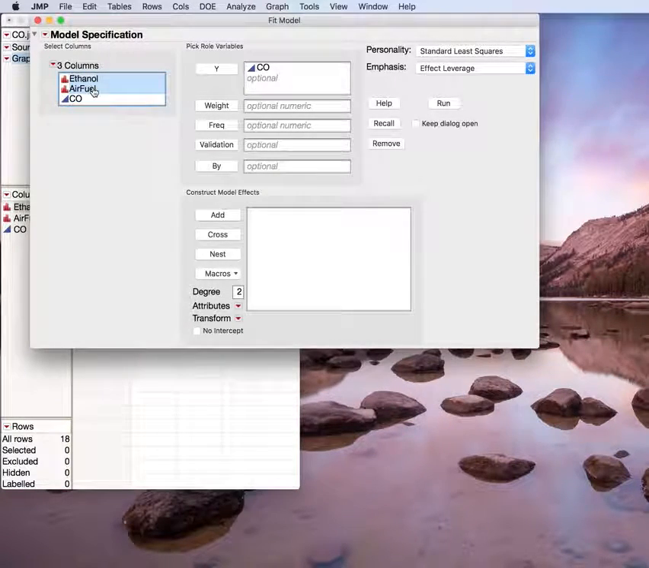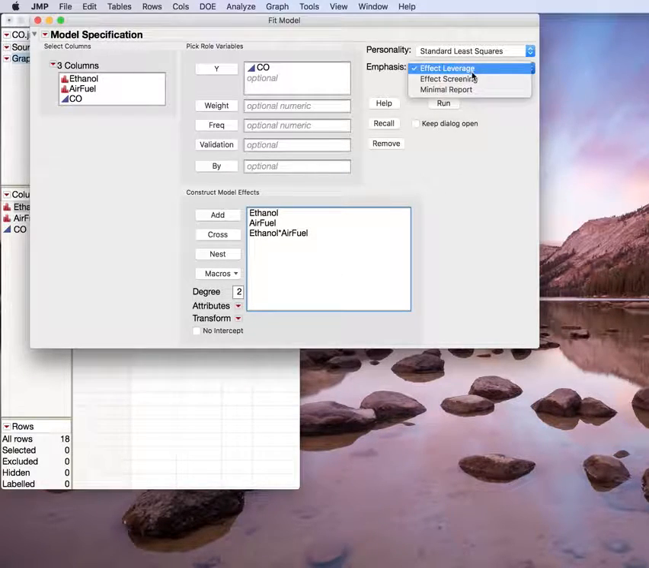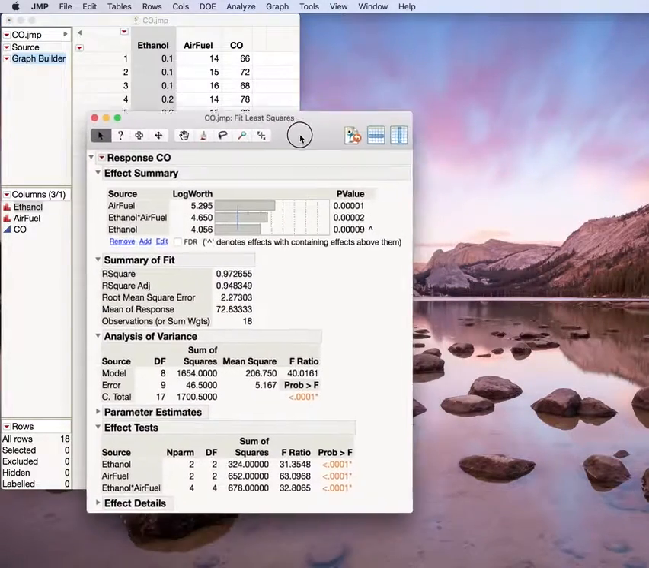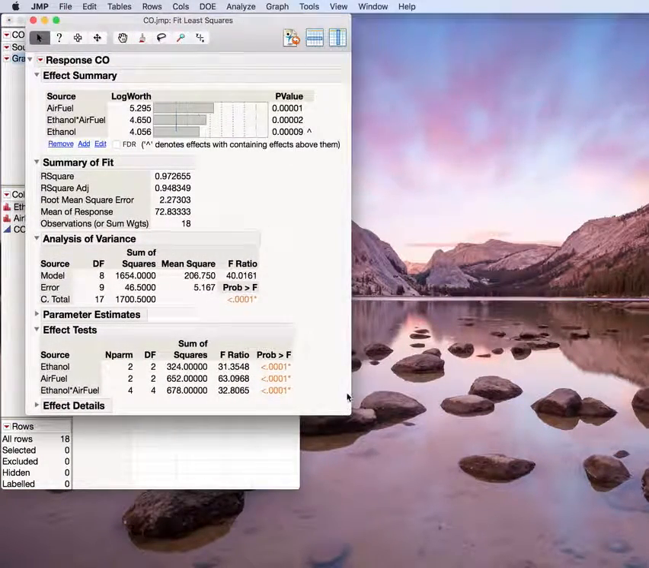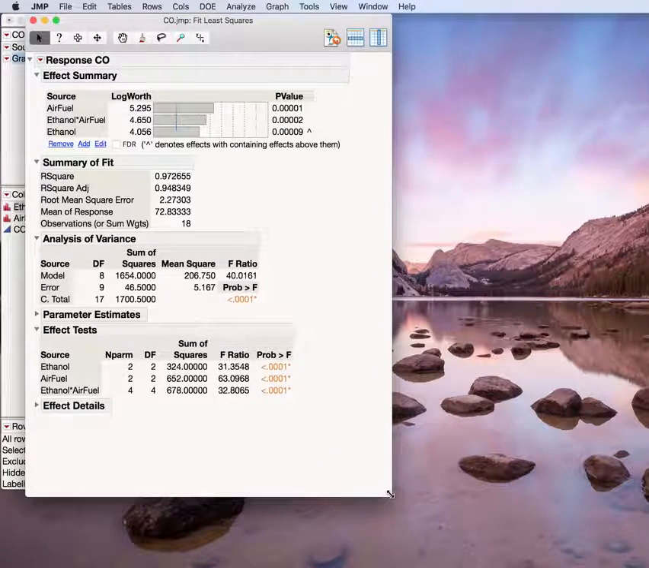So I'm going to highlight both ethanol and air fuel by holding down the Shift key, go to Macro, and do Full Factorial as a straightforward way to add all the effects I'm interested in. I'm going to change this to Minimal Report just because that's what I'm more comfortable with. And we get this output. So this is my mean squared error, my estimate of sigma squared, 5.167. This is an overall test comparing a full model to an intercept-only model, so something is significant.